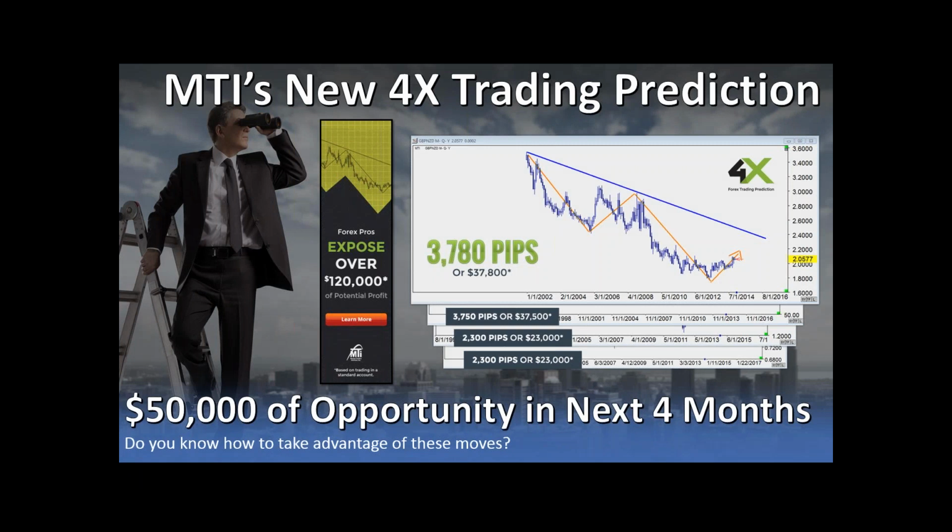Now, the first thing I want you to write down is Forex trading prediction, okay? And the reason I'm having you write this down is because we've been tracking several currency pairs, but 4 in particular have really stood out to us. There's some major market movement happening right now, both short-term and long-term, and we can expect about $50,000 of opportunity in about a 4-month time frame, and we're expecting about $120,000 of opportunity in a longer time frame. Now, that is based on trading in a standard account, and I will discuss what a standard account is a little bit later, right?